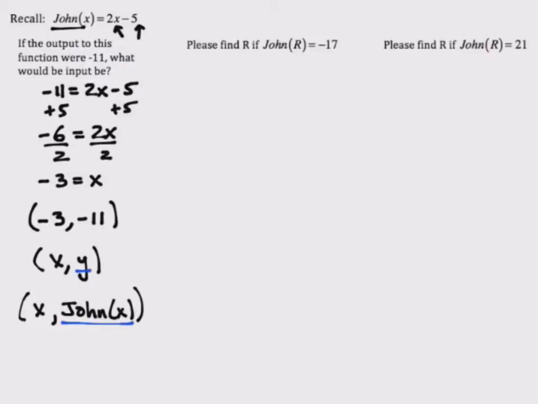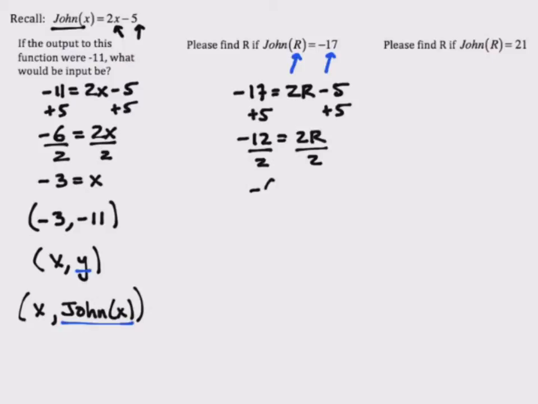In the second example, we're asked, well, if the function John operates on some input and the output is negative 17, what's the input? So we just substitute negative 17 in for our output to find our missing input. So negative 17 equals 2 times r minus 5. If r is the input, what's the output? And once again, we have a very easily solvable equation. So we see that if the input were negative 6, then the output would be negative 17.